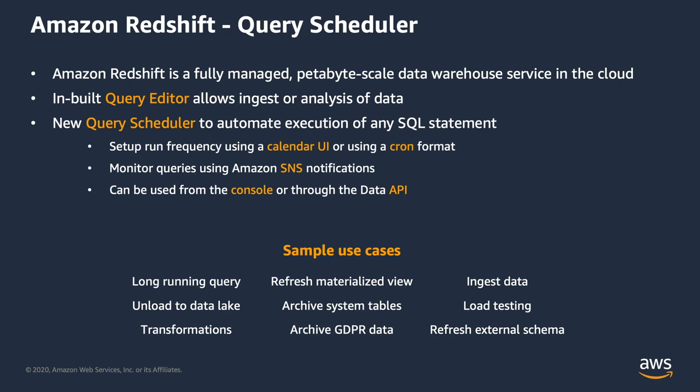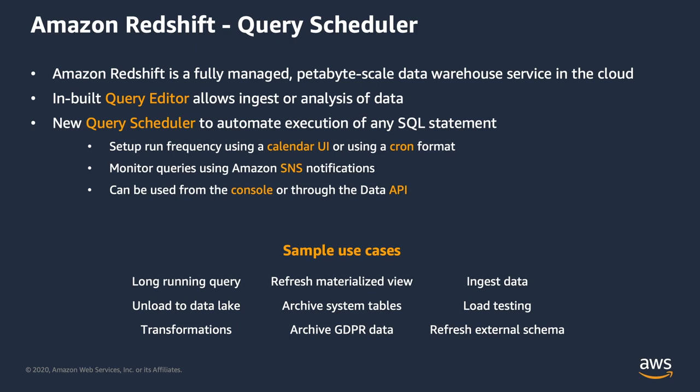Many of our customers perform tasks such as scheduling a long-running query, ingesting data, refreshing a materialized view, or even unloading data to the data lake. Today, they use AWS Glue, AWS Lambda, or cron jobs to automate these tasks. Now, with the new query scheduler, you can set up a schedule right from the query editor console or using an API for any SQL statement to automate these tasks.